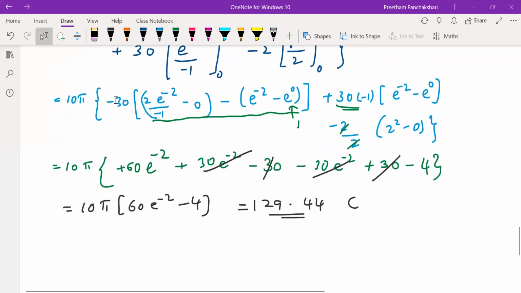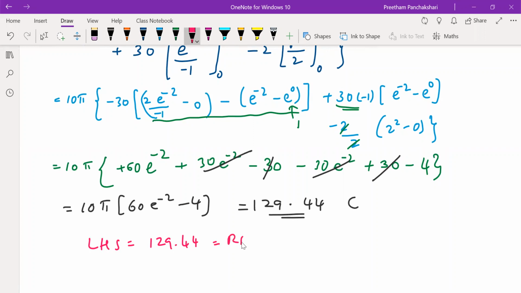So the integration, that is surface and volume, both the integrations gave us 129.44, hence the divergence theorem. This is the proof of divergence theorem. Hence the given vector A satisfies the divergence theorem for the given space.